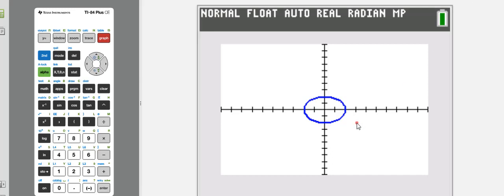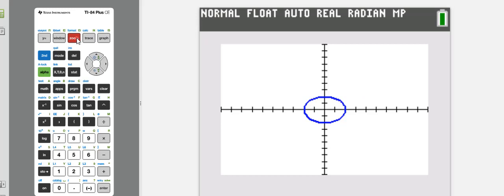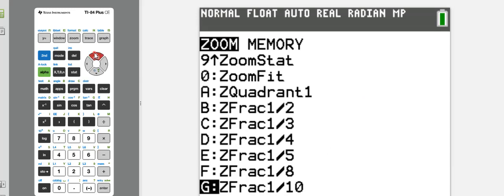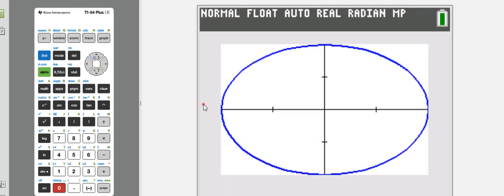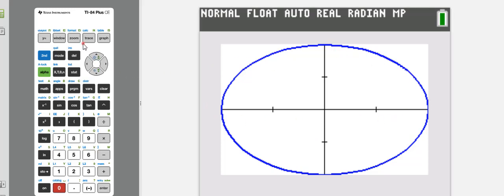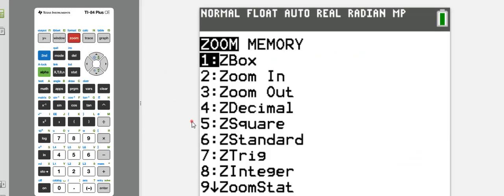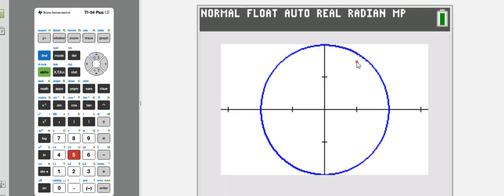The graph looks like an ellipse, but let's make it better. Let's go to zoom, fit. So let's press 0, zoom fit. And then you get this graph. Actually, this looks like a circle. So let's go to zoom and put ZSquare, 5. So it is a circle with a radius of 2.